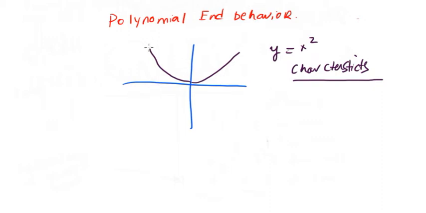Now, when we talk about end behavior, we really only care about its ends, okay? Let me emphasize that we only care about what happens as x approaches negative infinity and as x approaches positive infinity. Basically, we care about the ends of this polynomial here.